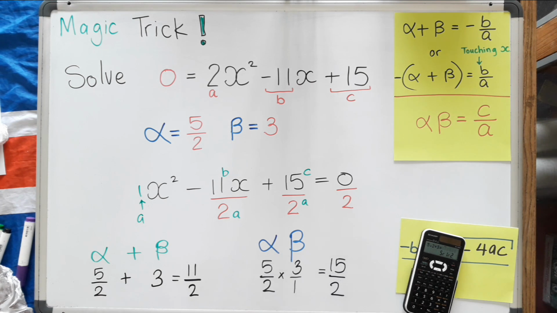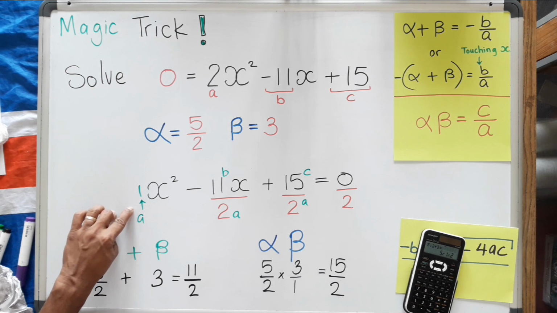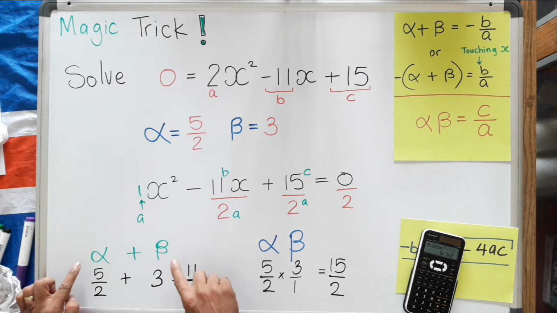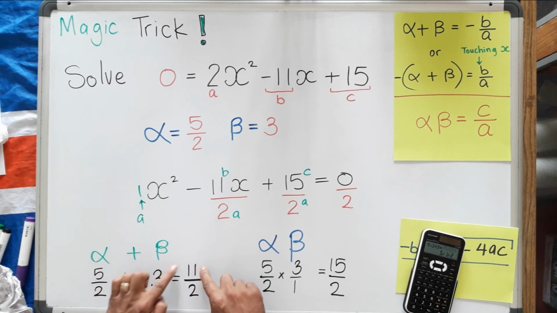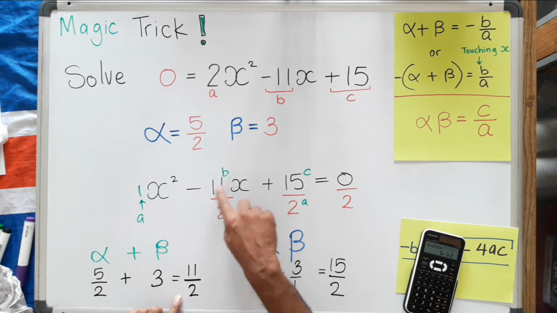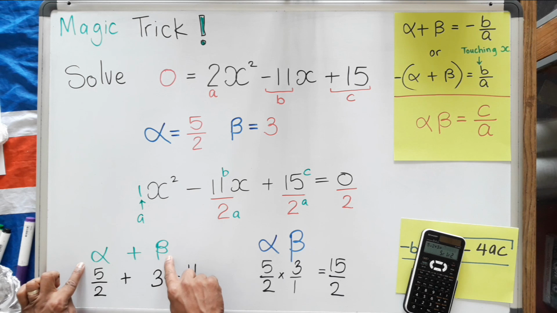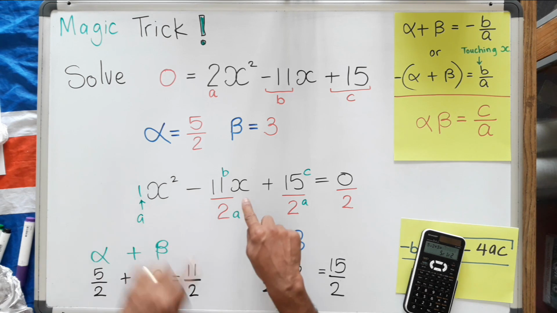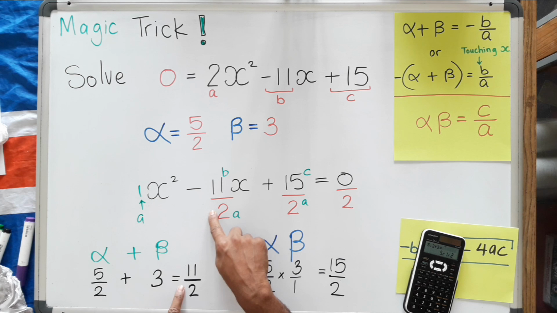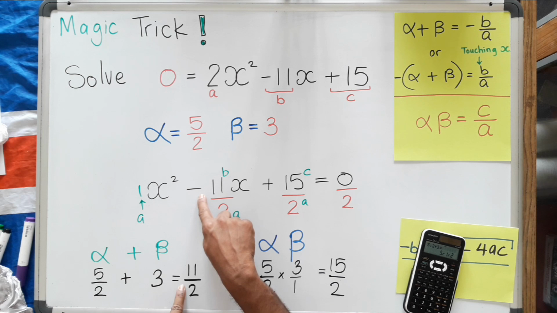2 times 1 is 2. So if we go back to this equation here, where a is 1, this magic trick only works if the number touching x squared is 1. You will notice that when we add the two roots, we get 11 on 2. But look over here. What do we have touching x? Minus 11 on 2. Anytime we add the two roots, we get the opposite of what is touching x. You notice here is positive 11 on 2, and over here it's minus 11 on 2.